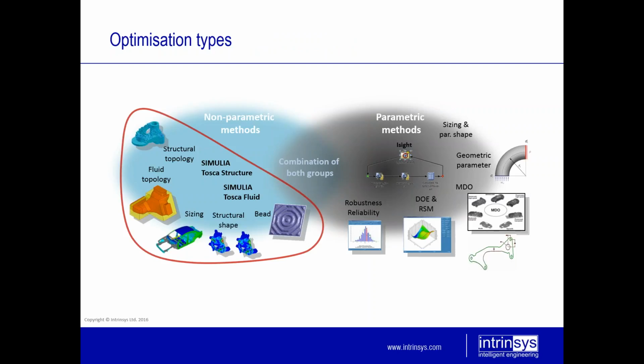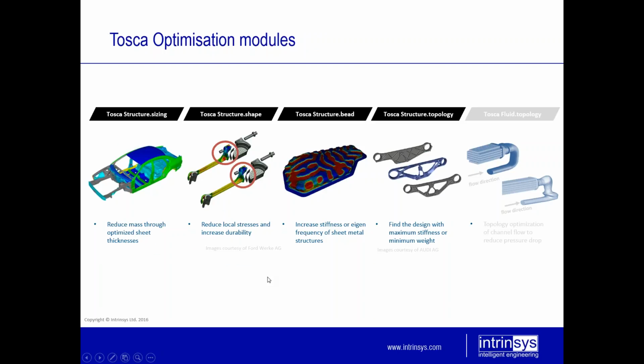So I will explain a little bit more about what is embedded inside Tosca, the different types of optimization. There are 5 big families inside Tosca: Tosca Structure sizing, Tosca Structure shape, Tosca Structure bead, Tosca Structure topology, and Tosca Fluid topology.